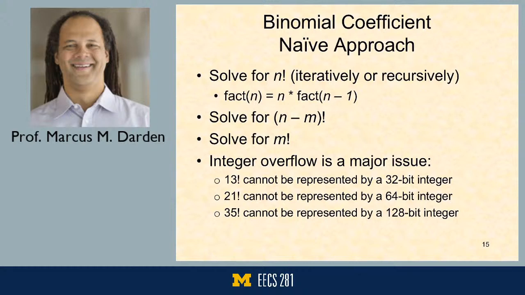I say, okay, well, we'll use something even bigger than that. We'll use a big number that gives me 128 bits. 128 bits. That is a large integer. We still can't represent 35 factorial.